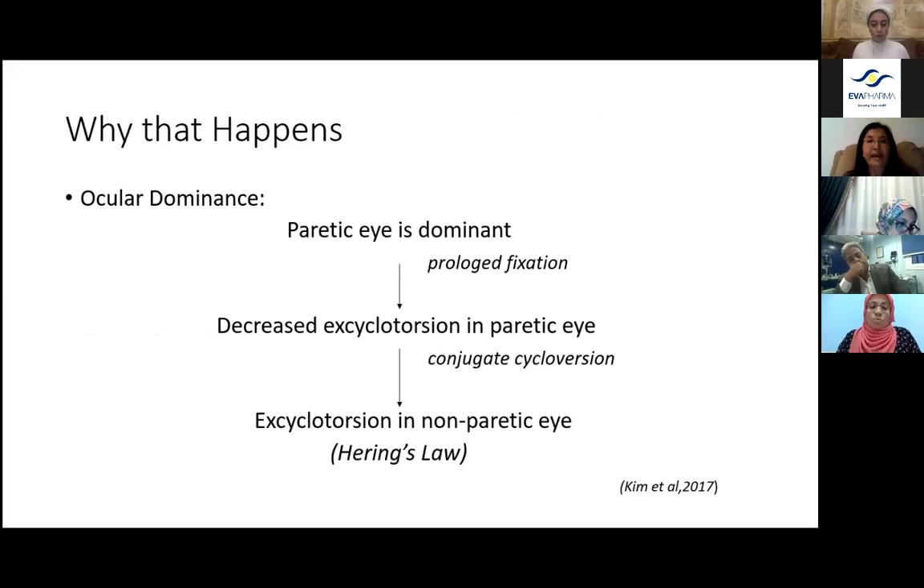So why did that happen? Kim and his coworkers in 2019 attributed the appearance of excyclotorsion in an eye that has no palsy to ocular dominance. They stated that if the paretic eye is the dominant eye, then with prolonged fixation with that eye, there will be a decrease in the excyclotorsion in the paretic eye. And by conjugate cycloversion, the excyclotorsion can shift to the non-paretic eye. According to Hering's law, that is true.